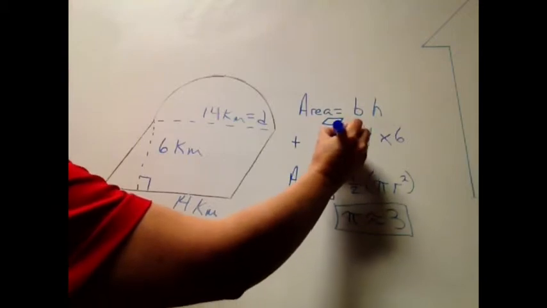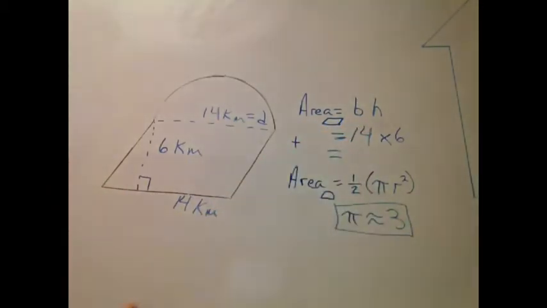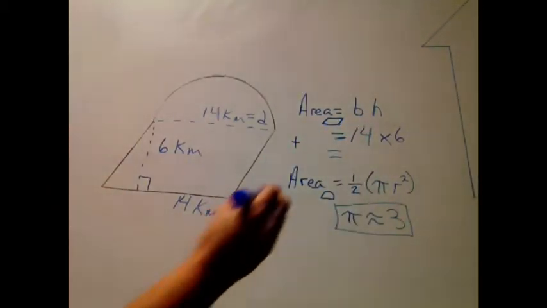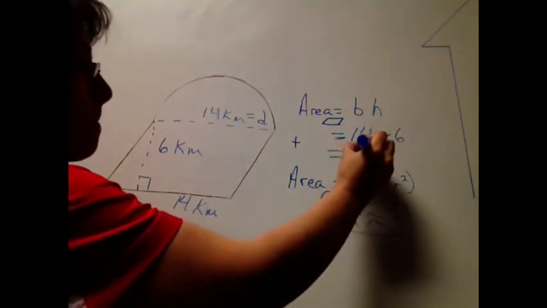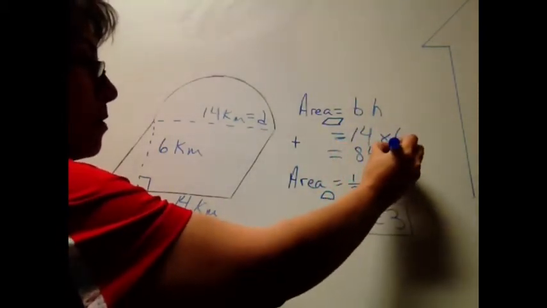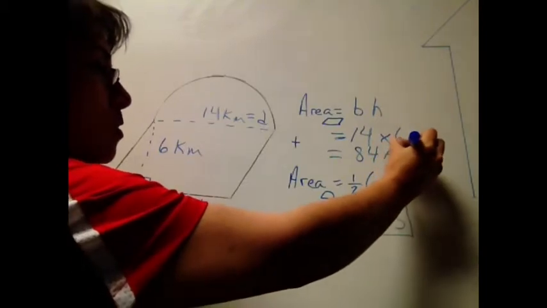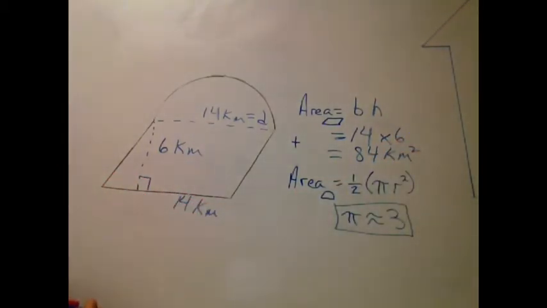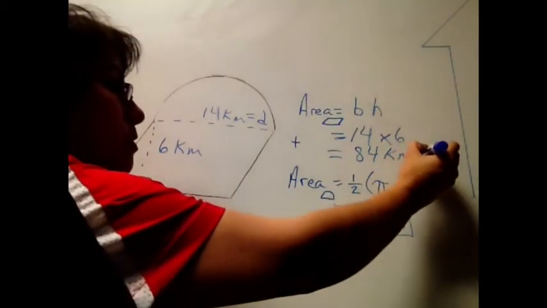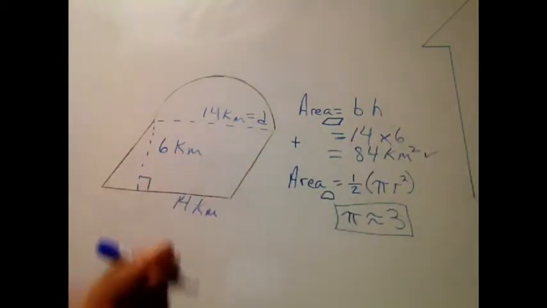And let me make that a little bit more clear. So 14 times 6 is 84 kilometers squared. We're going to use that number. Okay, so this is our answer for the area here.